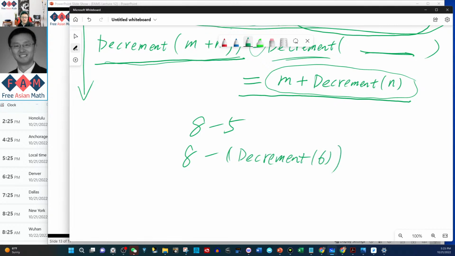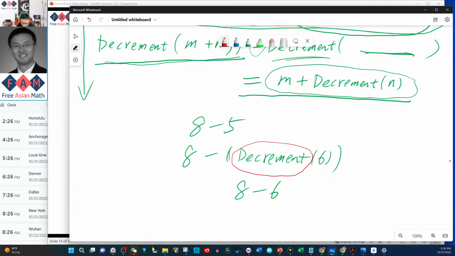6 is one larger than 5. But if we ignore the decrement operator, we directly subtract 6 first. What happened? We subtract a number that is 1 larger than the number we want to subtract. We do the decrement operation 1 extra time. Because originally we just need to decrement 5 times, as we're subtracting 5. But now without doing this decrement operation before we do the subtraction, we ignore that. As a result, we're subtracting 6. We'll do decrement 6 times.